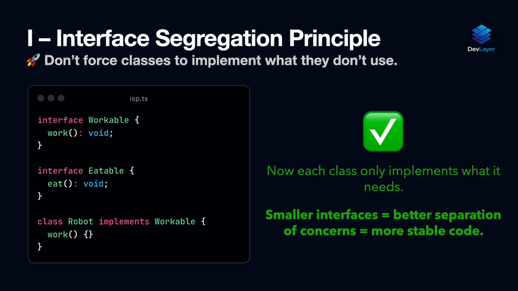This might feel like a small thing, but it makes a huge difference in large systems. When our interfaces are too big or generic, they become fragile. So we should always try to keep our interfaces small, focused, and behavior specific.